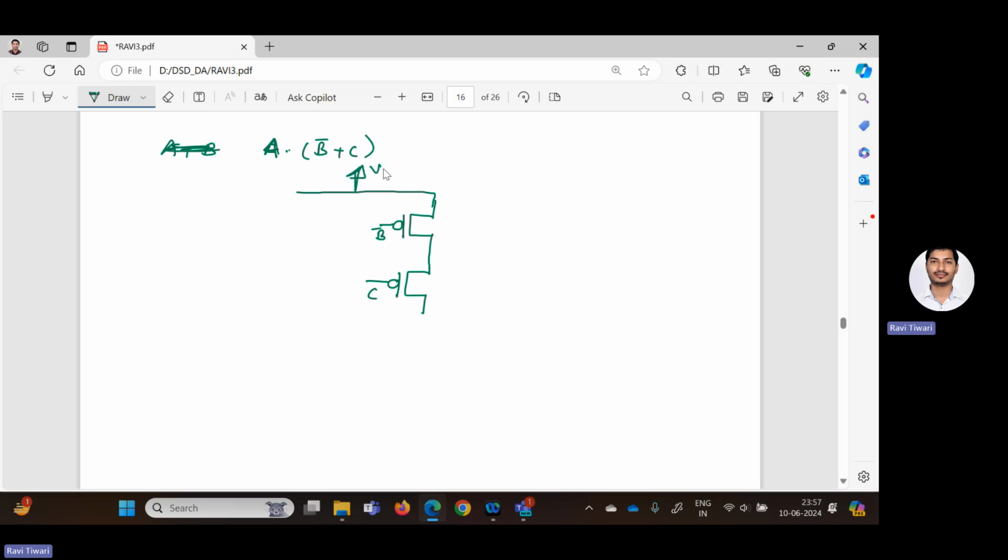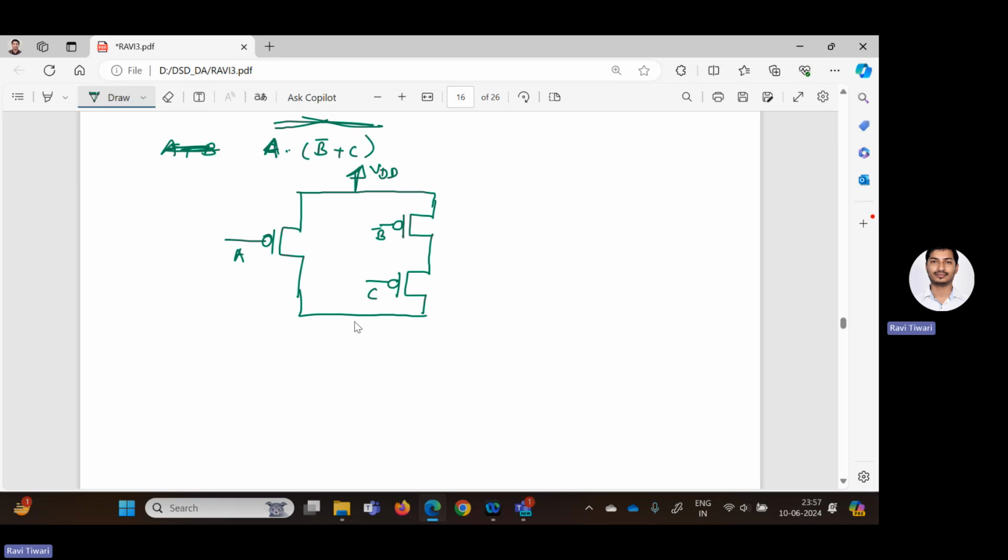At the top, we have to connect to VDD, and A will be connected in parallel like this. So this is A. Now connect it like this. This is how we can implement A dot B bar plus C by using the PMOS, as PMOS is an inverter, so complement will always be there.